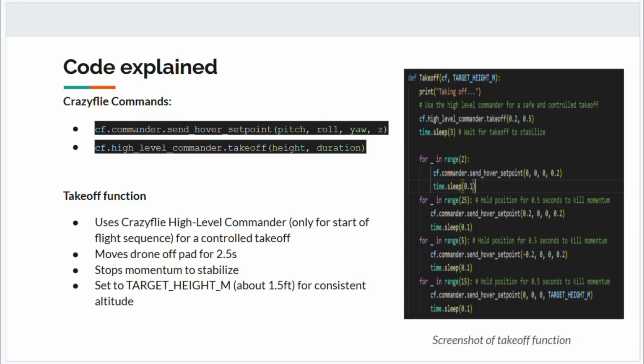With that being said, we start the takeoff function using this command, and in order to stabilize the drone, we first get it off the pad, stop all momentum, and then we set it to a target height of about 1.5 feet, which is a consistent altitude we are going to be using for our obstacle avoidance loop.